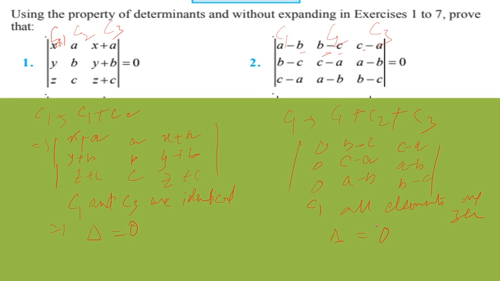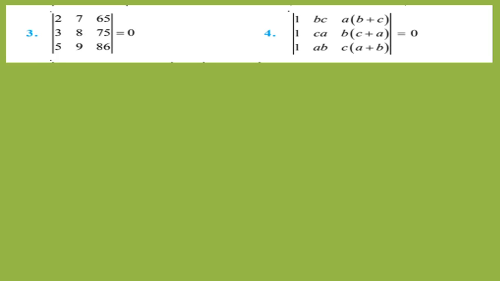So you need not prove this one, the determinant is 0. Okay, so I come again to question number 1, what did we do? We did C1 plus C2, just added these two, we got x plus a, y plus b, z plus c, which was identical to the third one, so the determinant has become 0. Now I have a question here before solving the third one.